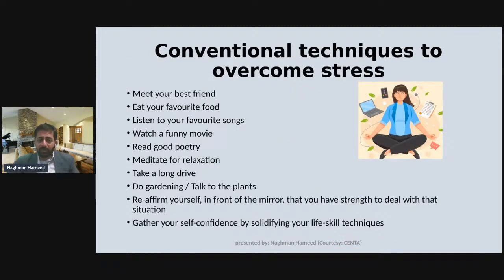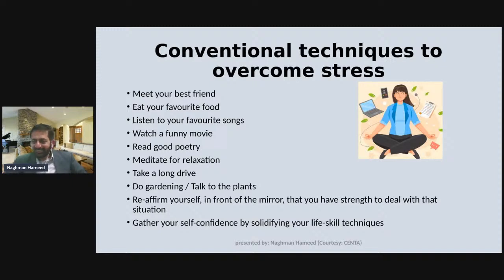Okay, reaffirm. This is a very common practice. Reaffirm yourself in front of the mirror that you have strength to deal with that situation. Yes, many psychologists, since my childhood, I have heard from many people, including psychologists, stand in front of the mirror and say you are strong enough, you can deal with the situation, and you will get away from the stress, get away from phobias and all fears, etc. It's a very common practice. But I think since we all know about it and this has been practiced many times, maybe it does not prove to be very useful now.